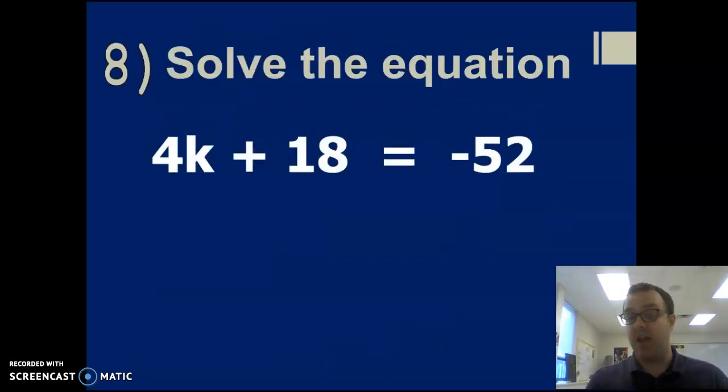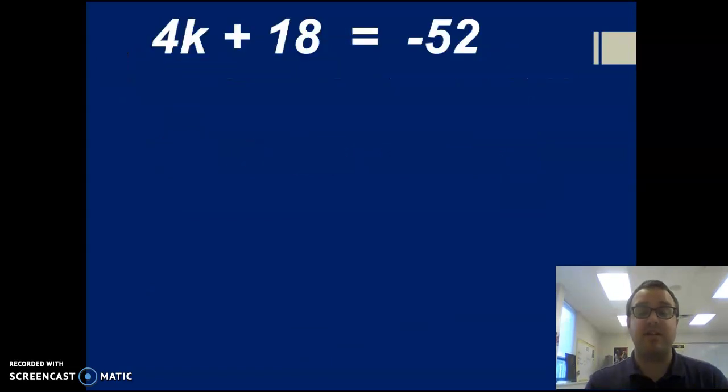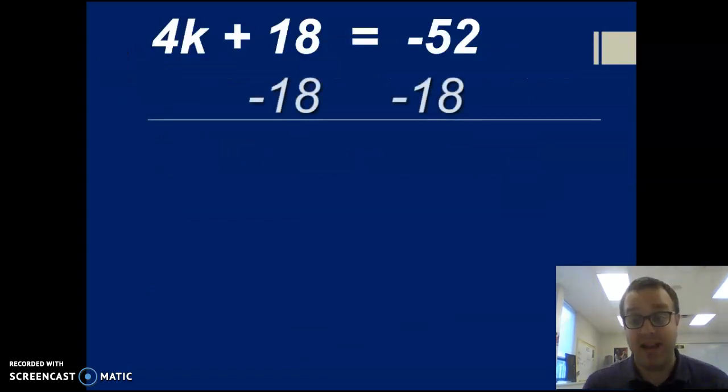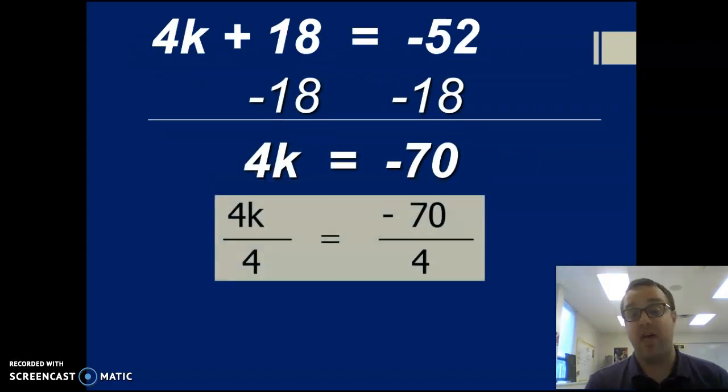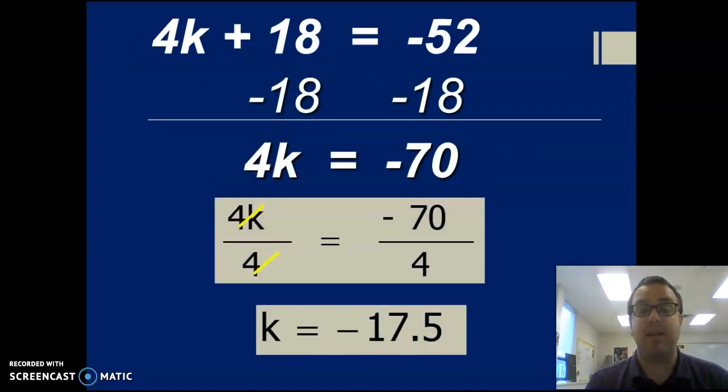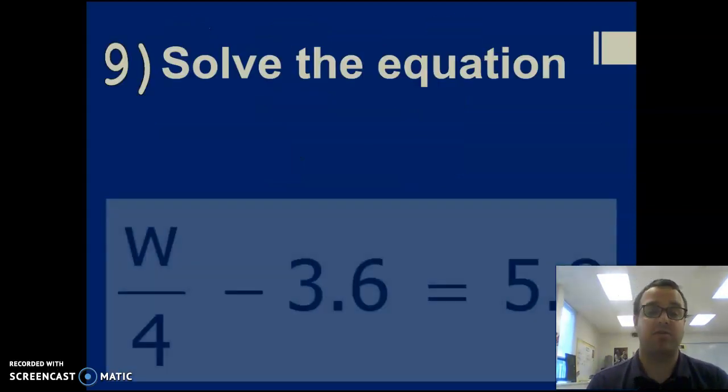All right, here's another one. Well, let's do please excuse my dear Aunt Sally backwards. I'm going to get rid of that addition, subtract 18, for a 4k equals negative 70. Then I'm going to divide by 4, and I'm going to get that k equals negative 17.5. Again, I can check it, plug it back in, make sure that it works.